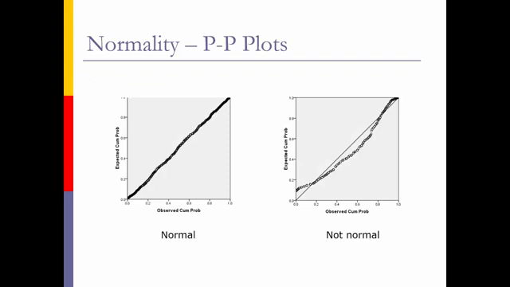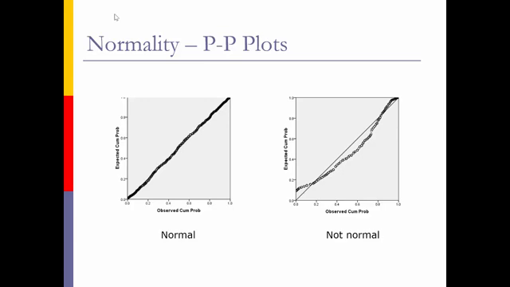Here's an example of the probability plots. Obviously, on the left, you can hardly even see the diagonal line that is there, but indeed it is there. All the data points just cover up that line. So that would be normal data.